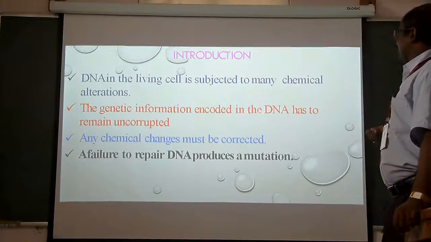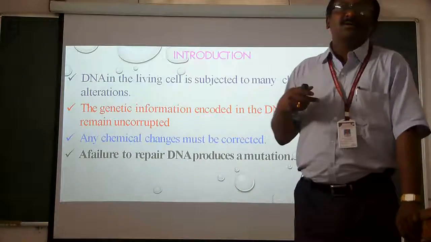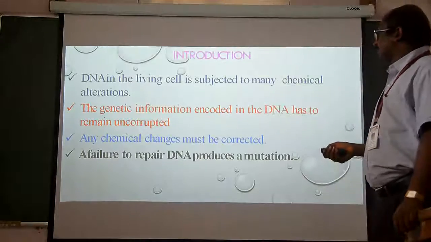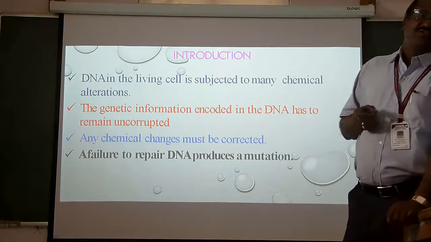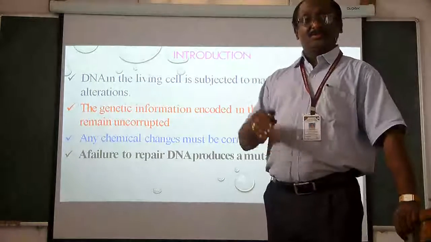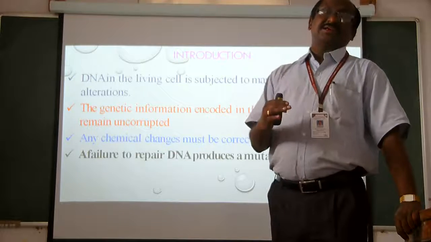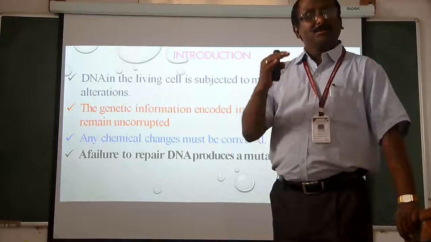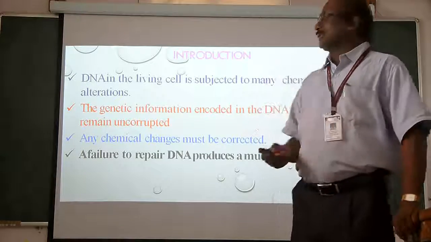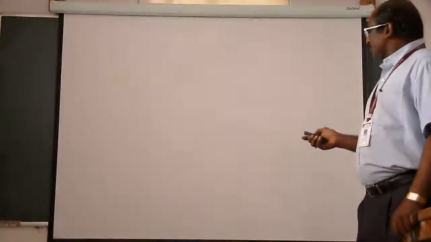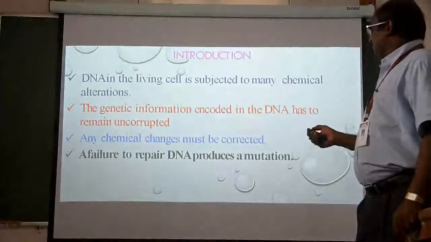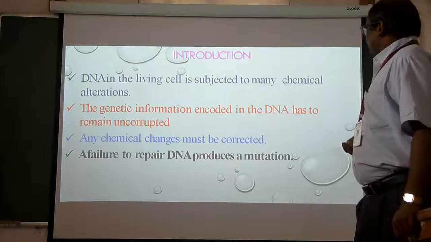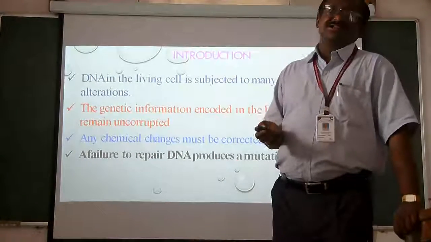Now, the genetic information encoded in the DNA has some uncorrupted forms, which we will be discussing later on. Any chemical changes must be corrected. If during replication the DNA recognizes that there is a change in the sequence of the base pairs, they are immediately and naturally corrected. Finally, the failure to repair DNA produces a mutation, as I have discussed earlier.